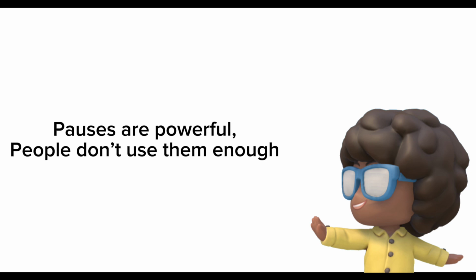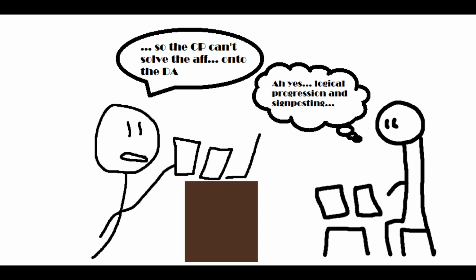The most efficient way of doing this is just by taking a quick pause, abruptly moving to the next page, and just saying what it is. For example, so the counterplan can't solve the affirmative. On to the DA. That kind of organization will help people follow along with the order that you previously set, and makes it obvious where you're making those arguments on the flow.